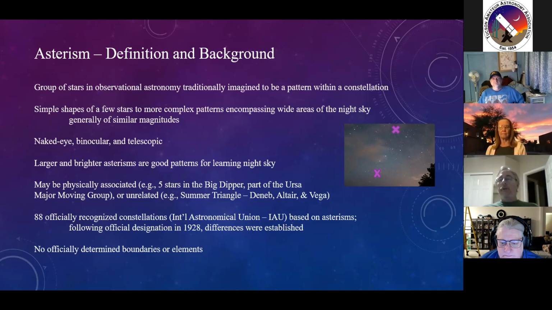Making reference again here to the 88 officially recognized constellations by the International Astronomical Union, which took place in 1928, and that's where we get the differentiation. Prior to that, you may have used the term constellation, but basically everything was an asterism because it was unofficial. There were no recognized boundaries, and that's one of the things that you can differentiate between constellations and asterisms today. Asterisms don't have boundaries, whereas the constellations do, and they're laid out in the charts laid out by the IAU.